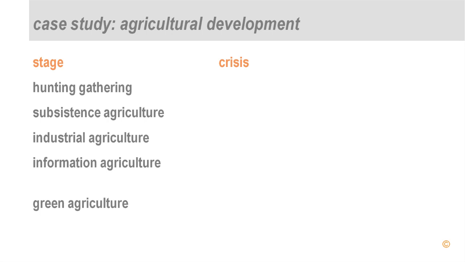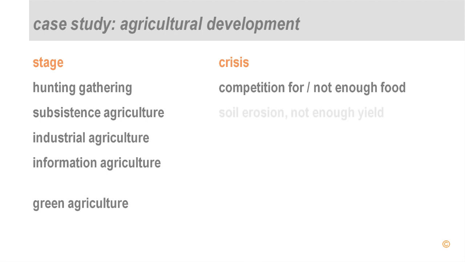Typically in the hunting-gathering stage is a growing population leading to more and more competition for limited resources. Overgathering occurs with the result of not enough food, forcing the population into subsistence farming. Again, as the population keeps growing, overgrazing occurs, soil erosion is typical for that phase, and not enough yields.